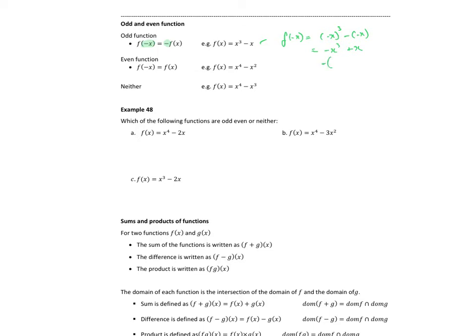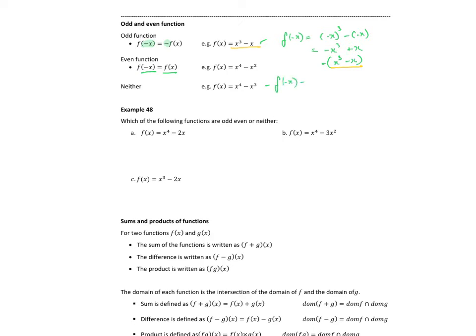If I take a negative out the front, I get x cubed minus x, which is the negative of the original function back. So that makes it an odd function. An even function, if you put negative x into the graph, you end up with the original function back.